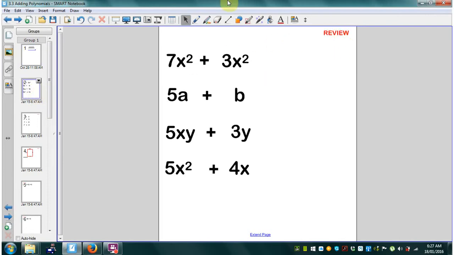No need to write this down. This is from last lesson, just putting together like terms and unlike terms. So we're going to look at the four of these really quickly. 7x squared plus 3x squared. We have x squared in both of these, so they are like terms, so you can put them together. 7 plus 3 is 10, and what you're left with is x squared.